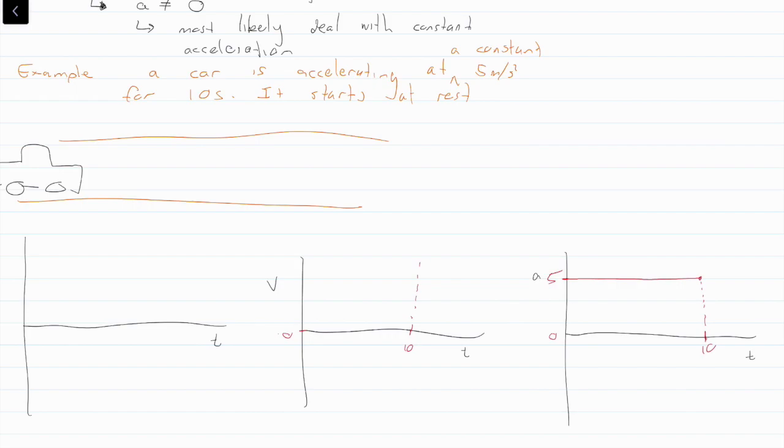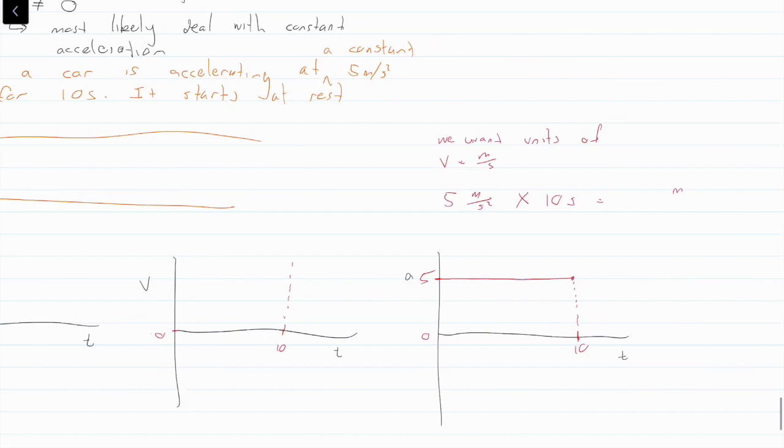So we want units of velocity, which is meters per second, right? We have acceleration of 5 meters per second squared, and we have time at 10 seconds. If we multiply these two, we can get units of meters per second, because the seconds will cancel each other. So if we multiply, we end up with 50 meters per second. So basically, we know that at time 10, the velocity is 50.